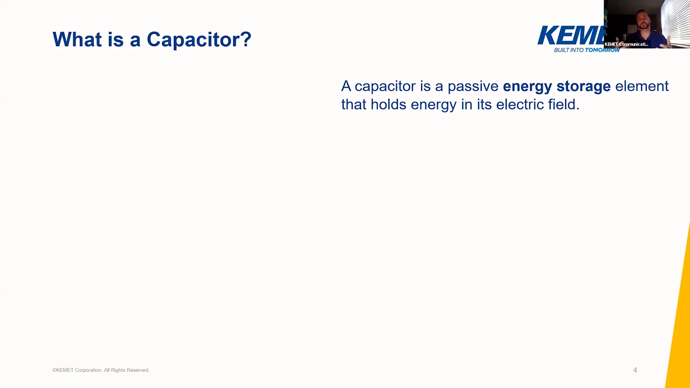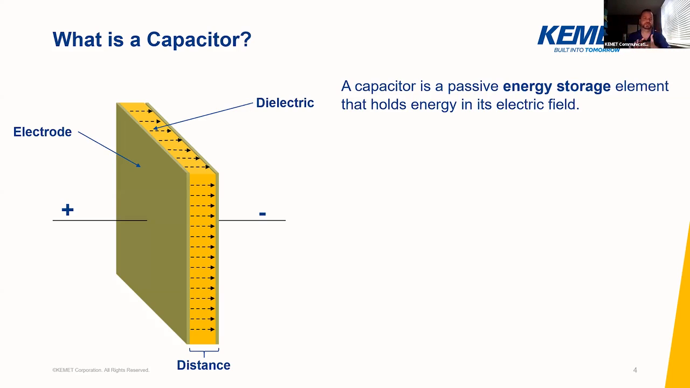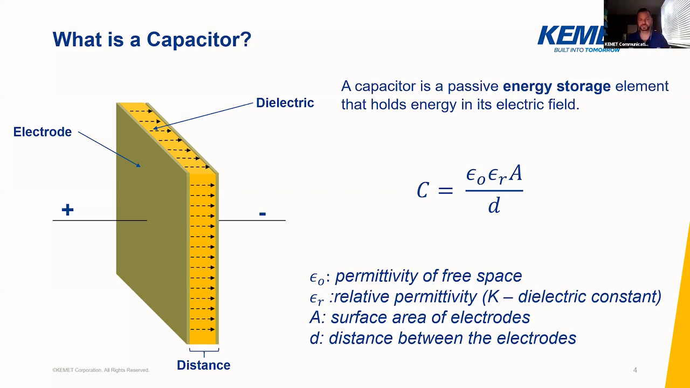So what is a capacitor? The almost dictionary type of definition is that it is an energy storage element that holds energy in its electric field. From a construction standpoint, very simply, it can be modeled using the so-called parallel plate model. You have two parallel electrode plates separated by some distance, and in between those two parallel plates is what's called a dielectric material. And the overall capacitance in that type of model can be estimated using this equation here.